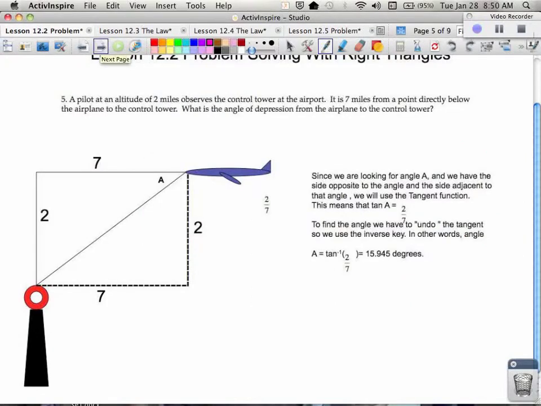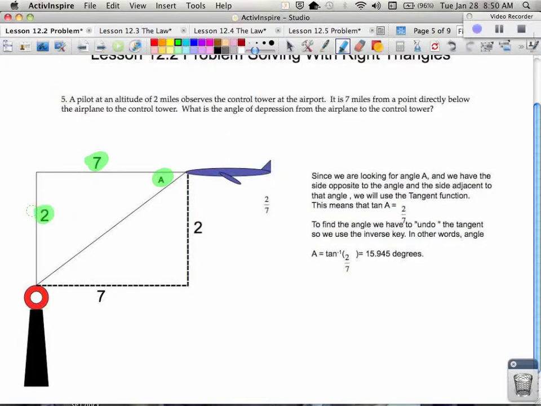In this next example, we have a pilot at an altitude of 2 miles. He observes a control tower at an airport. It's 7 miles from a point directly below the airplane to the control tower. And we want to know what is the angle of depression. So the angle of depression, remember, is from the horizon down, so that's this angle A. We're given the side that's adjacent and the side that's opposite to that angle.